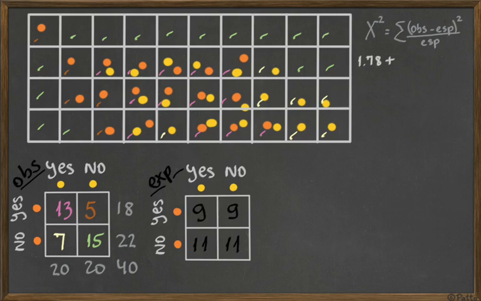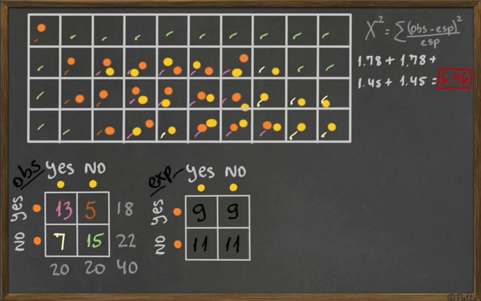So I have 1.78 for the first column, which is 13 minus 9 to the power of 2 divided by 9. Then I have 1.78 for 5 minus 9 to the power of 2 divided by 9. Then I have 1.45 for 7 minus 11 to the power of 2 divided by 11. And again, 15 minus 11 to the power of 2 divided by 11, because it's 11 expected. So when I add those, I have a number which is 6.46.